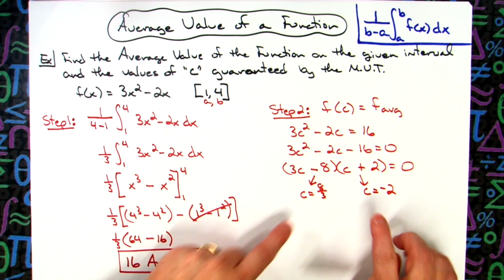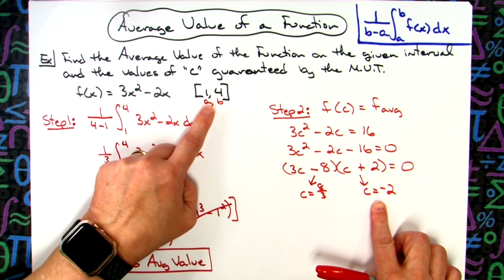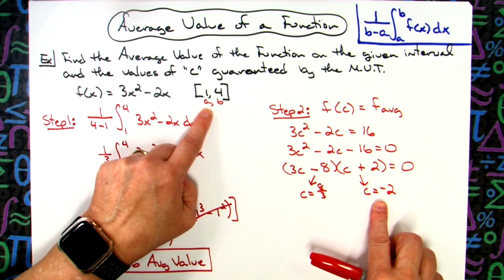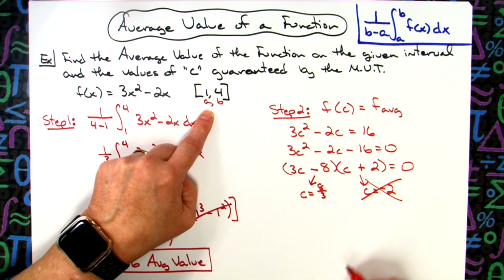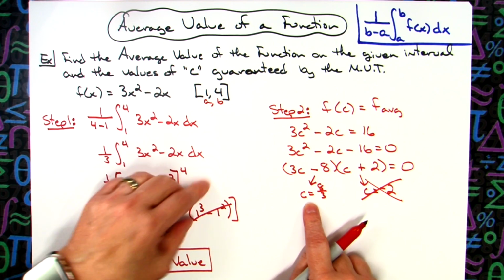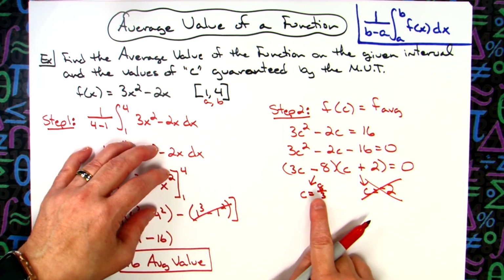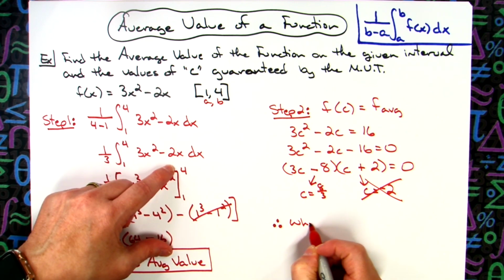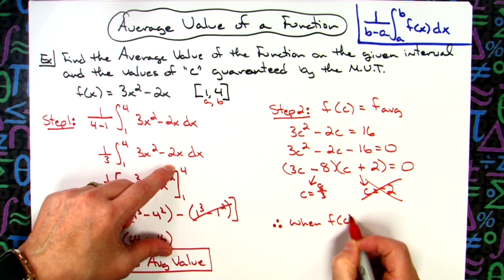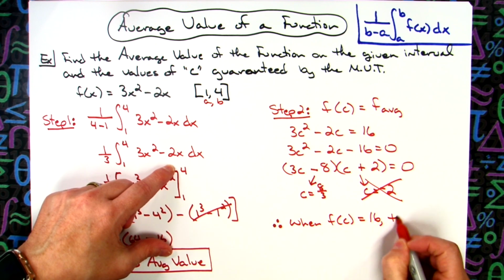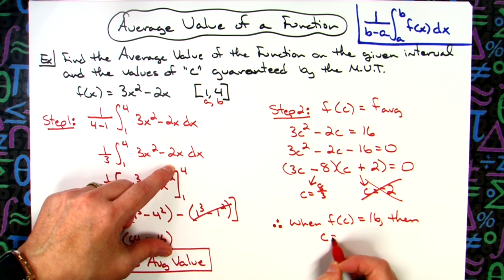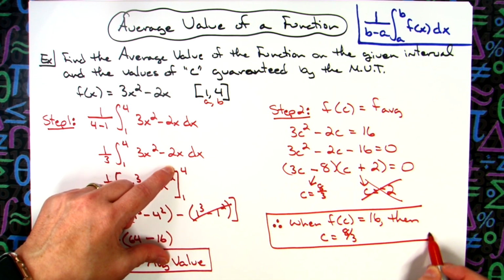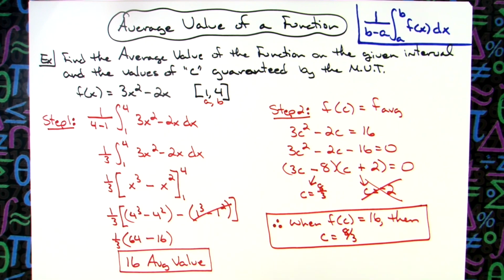All right, now what you are going to want to do when you get these two values is check on the interval. Do they both fall in the interval? c equals negative 2 does not fall in the interval, so we've got to throw that one out, which means our c value that's guaranteed by the theorem is 8/3. We could draw a little therefore statement here. We could say when f of c equals 16, then c equals 8/3. Just a nice little summary there, justifying why and where and how that 8/3 came about.